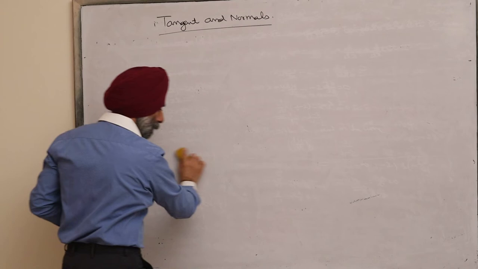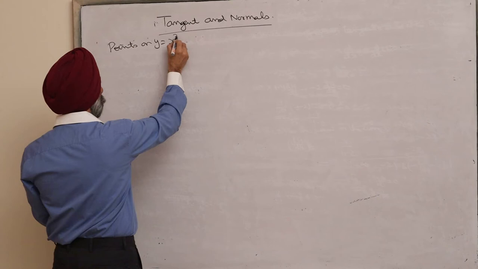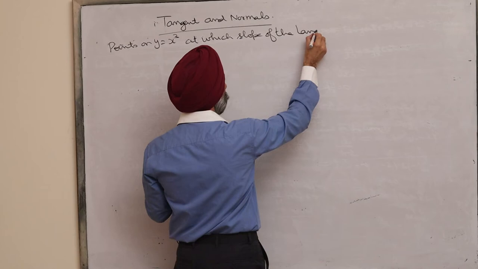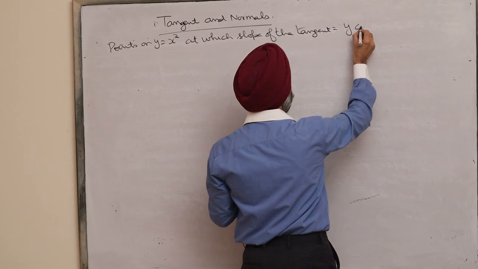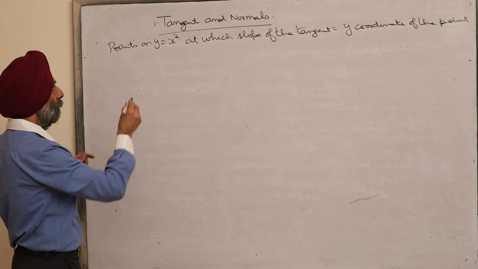Now next is, find the points on the curve y is equal to x cube at which slope of the tangent is equal to y coordinate of the point. So we have to find the points on this curve at which slope of the tangent is equal to y coordinate of the point. So dy over dx is equal to 3x square.